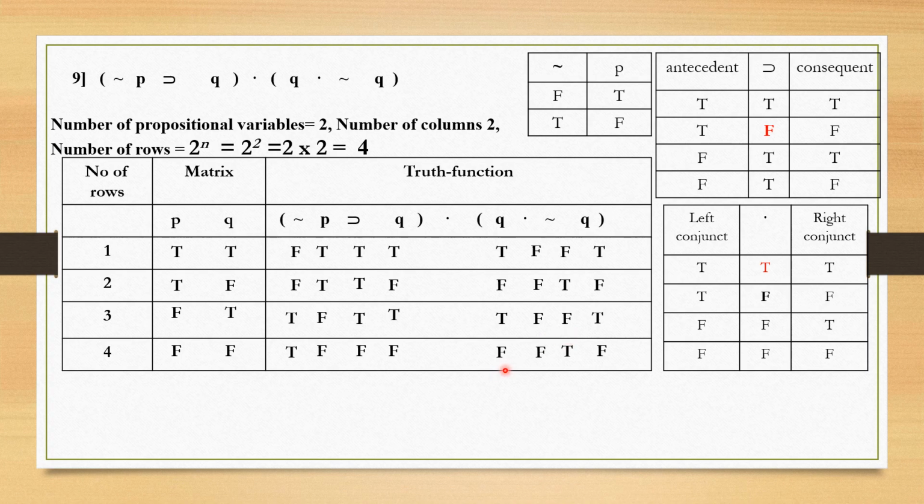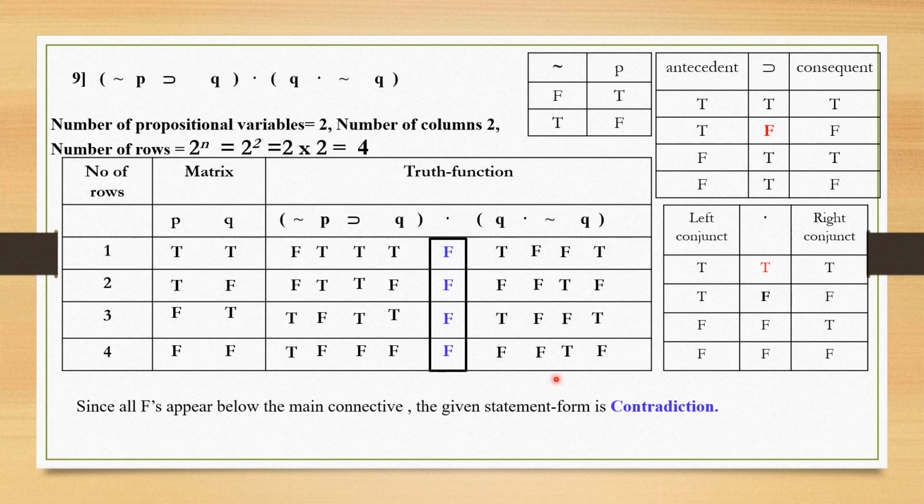So we write false. Now, when is a conjunction false? When any one side is false. So here it is false on the right. We are taking the dot's values and the horseshoe's values to solve this dot. It is the conjunction, the main connective. So if any one side is false, then it is false. On the right hand side, all are false. Obviously, this conjunction also will be false, false, false, false. Highlight the main connective. Since we have all F's below the main connective in all the rows, the given statement form is a contradiction.